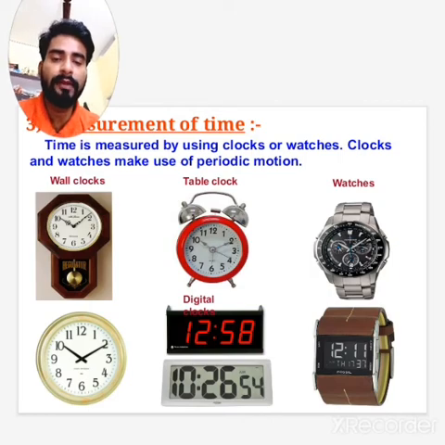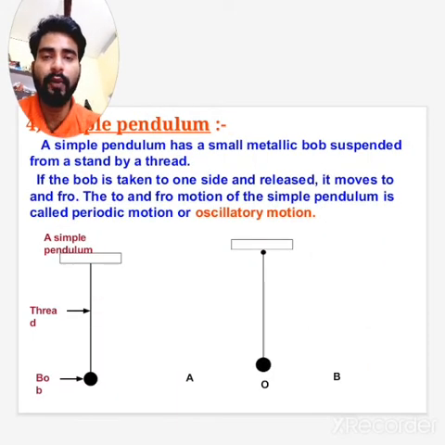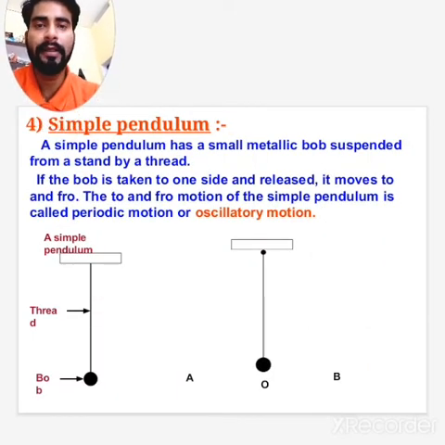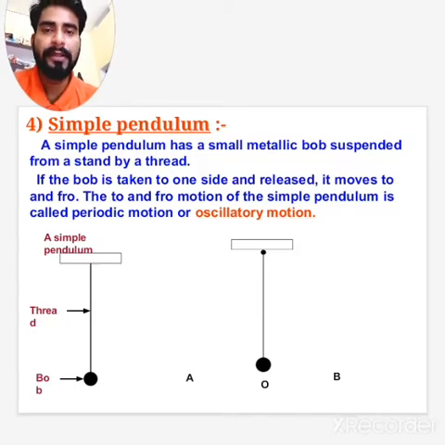Okay, after that we have to understand the simple pendulum. We have to understand what a simple pendulum is. A simple pendulum has one metallic bob, known here as the bob. The black mark shows the bob. So one bob is suspended through a string. This makes the simple pendulum.